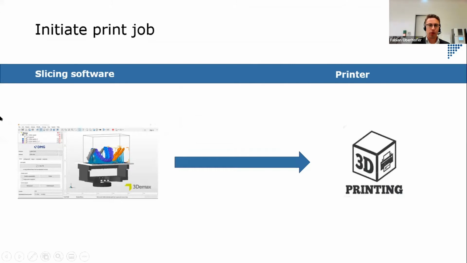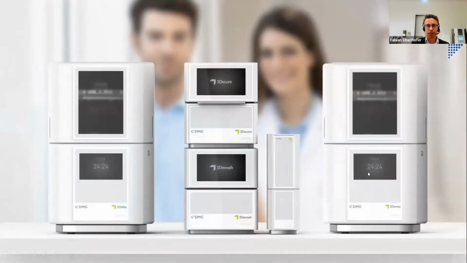So if we're done with all this, we can start the actual printing at the printer. And these are the printers from DMG, the 3D Lite, the 3D Max, and our post-processing units, the 3D Wash and the 3D Cure.